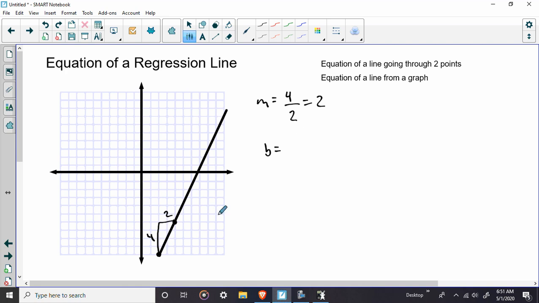My y-intercept, however, is not on my graph. Now, you have some choices here, right? Could you just keep going down 4 and over 2 and down 4 and over 2? You could. You could.